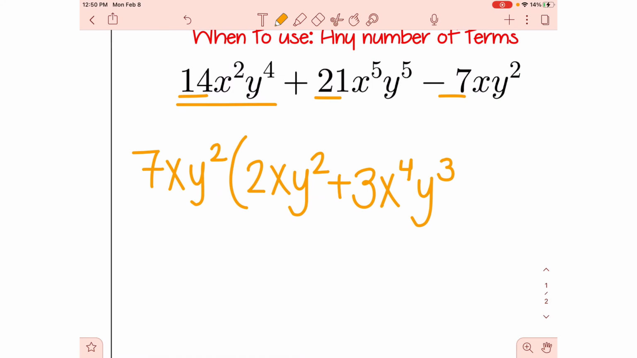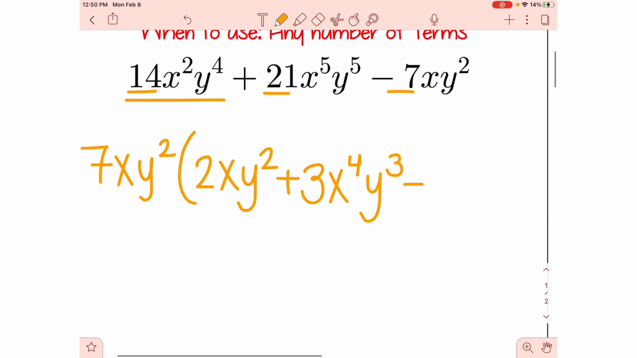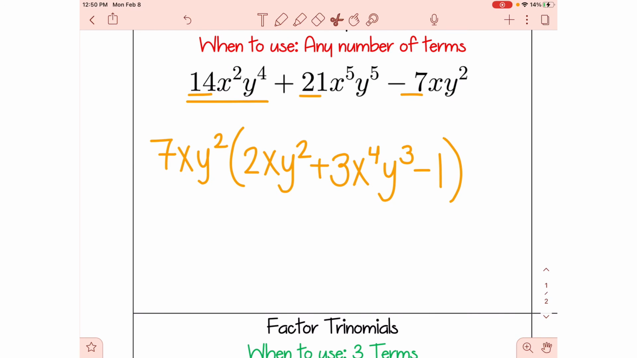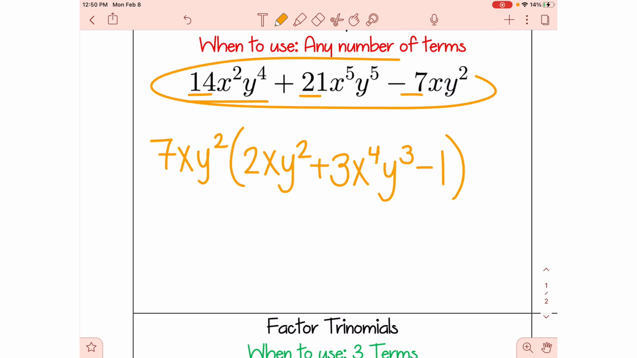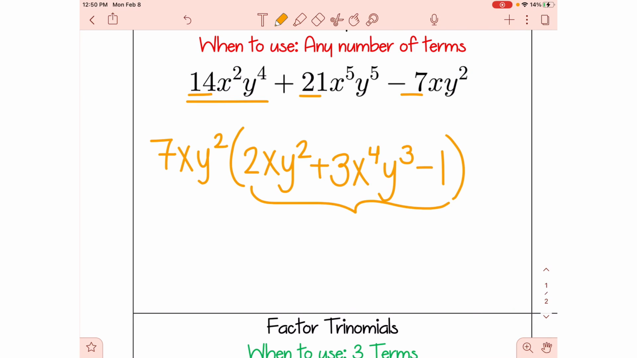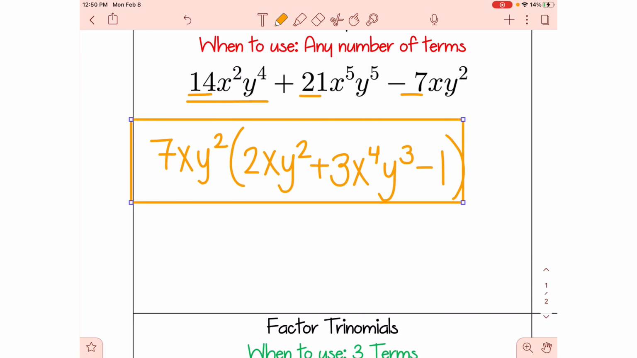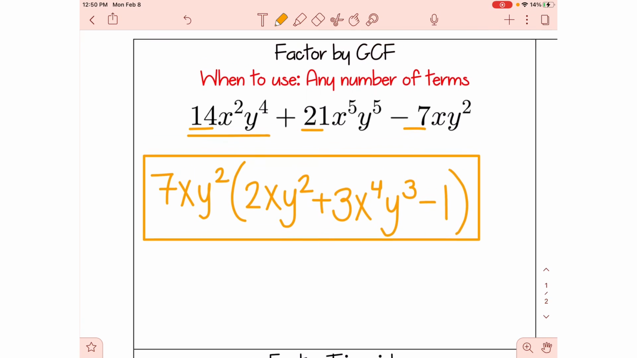Okay. And then finally, minus 7 divided by 7 is 1. I already took out an x. I already took out a y squared, so I'm not left with anything here, but I do need to put that 1. Okay, we call that a placeholder. You're not allowed just to completely lose a term. So this started as a trinomial, and the leftovers should have a trinomial as well, and that's my answer. This is factoring using GCF.